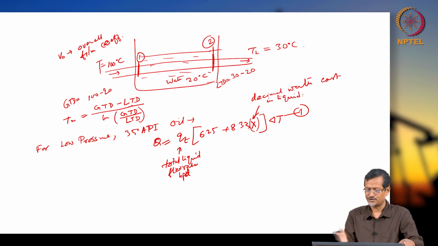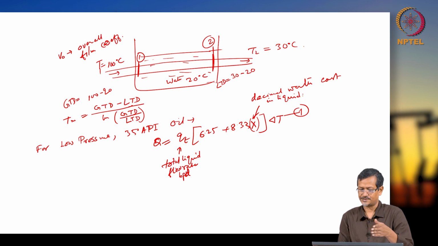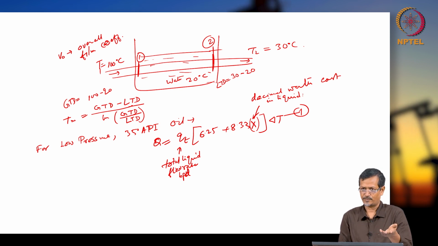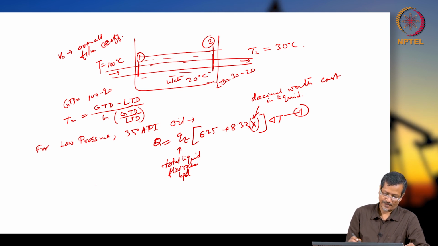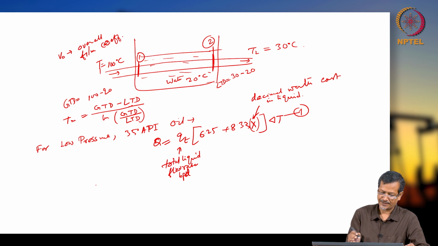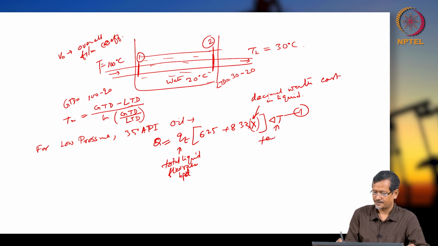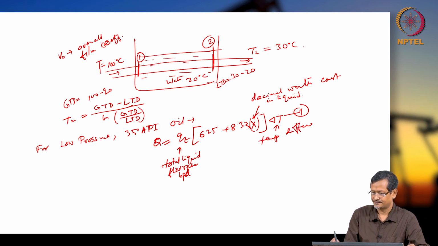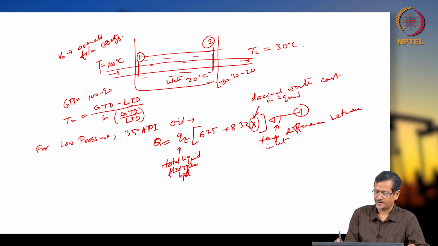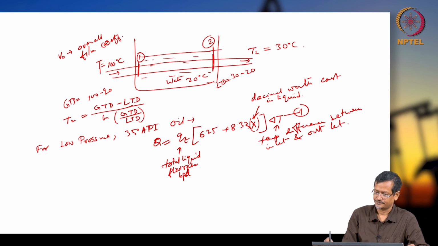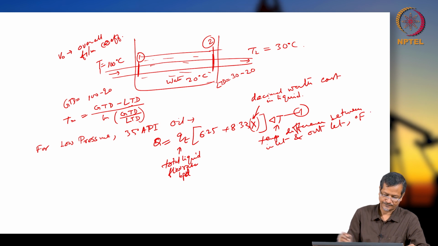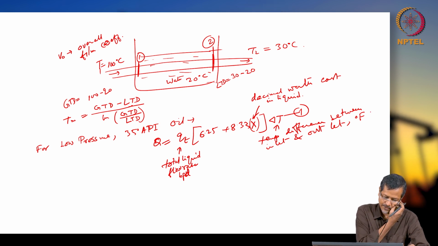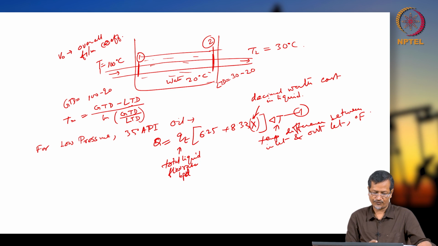Now, how much fraction of water is there in the fluid? That is the percentage. We'll solve one problem, and at that time we'll understand how to calculate X. And del T is the temperature difference between inlet and outlet, in degrees Fahrenheit.